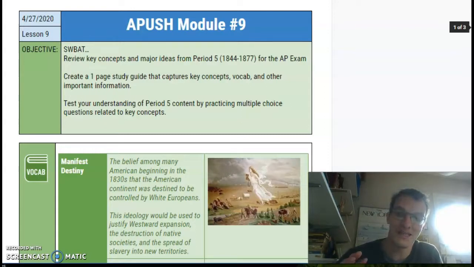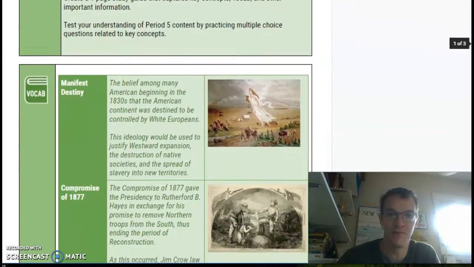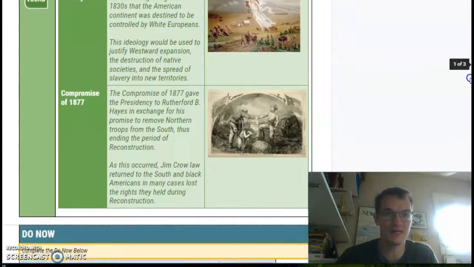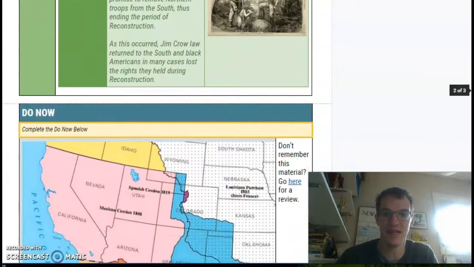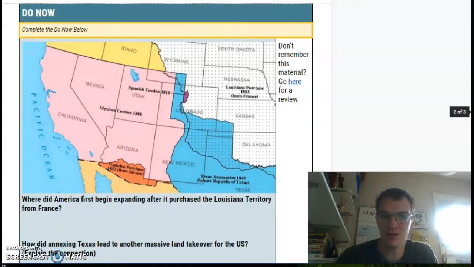So for today's class, you want to be finishing or at least getting a good start on your study guide for Period 5. So with Period 5, guys, it's from 1844 through 1877. And these two big vocabulary terms are super important to Period 5, Manifest Destiny and Compromise of 1877. Hopefully you can tell by this map part of why these terms are important.